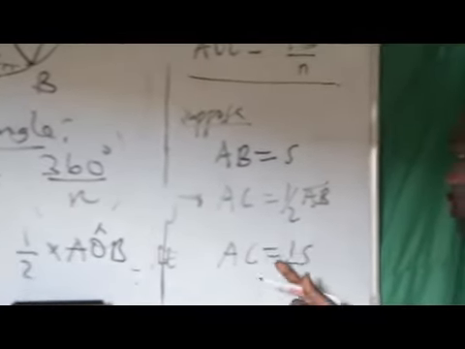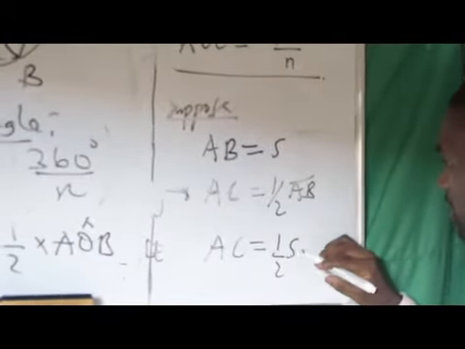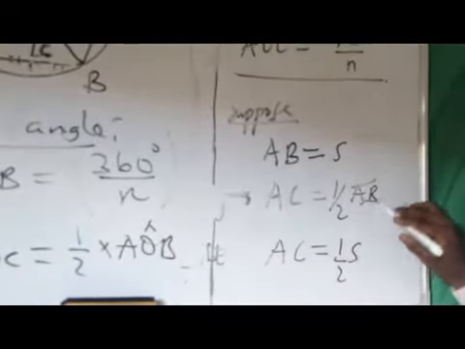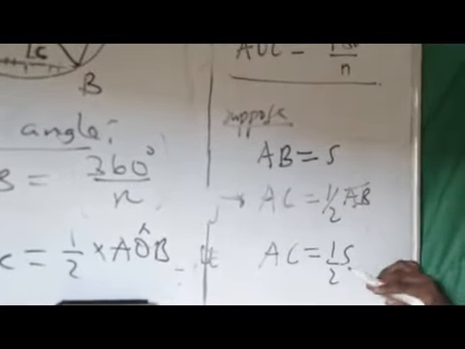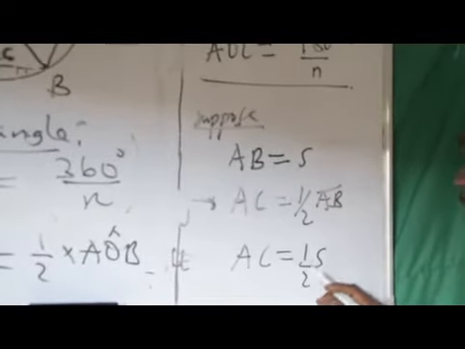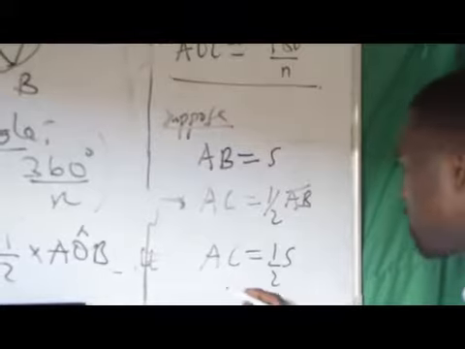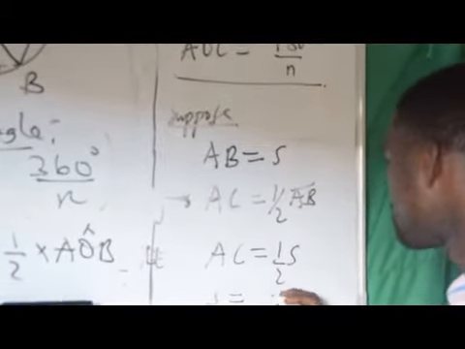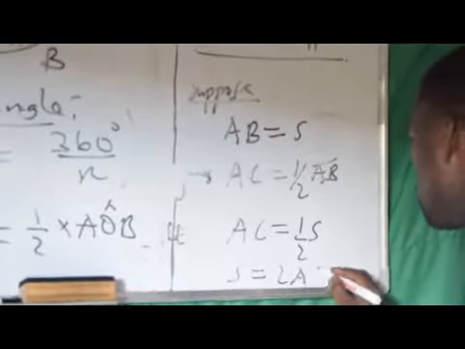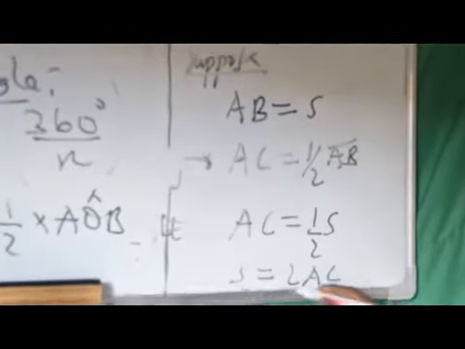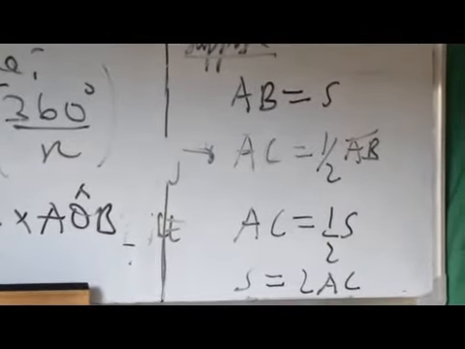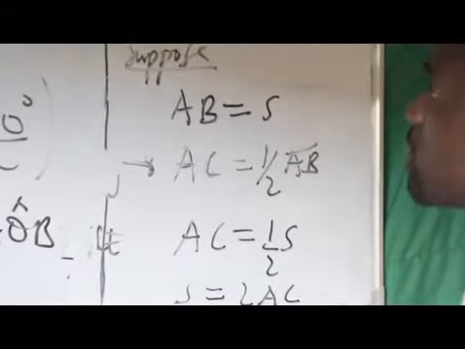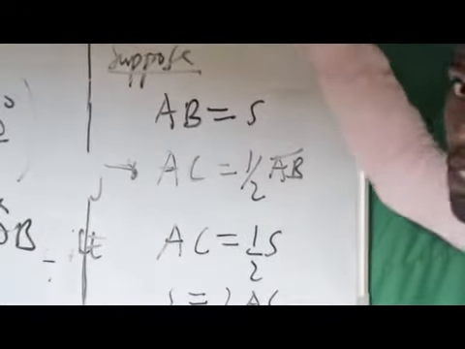Okay, so AC equals a half times S. Why S here, students? Remember, our assumption here is that AB is equal to S. So we plug the value of AB, and here AC is supposed to be half of S. Making S the subject, this becomes S equals twice AC. This again is very important, so we are going to use this one in our derivation. Okay, so let us see what is next until we arrive at the point that we want.